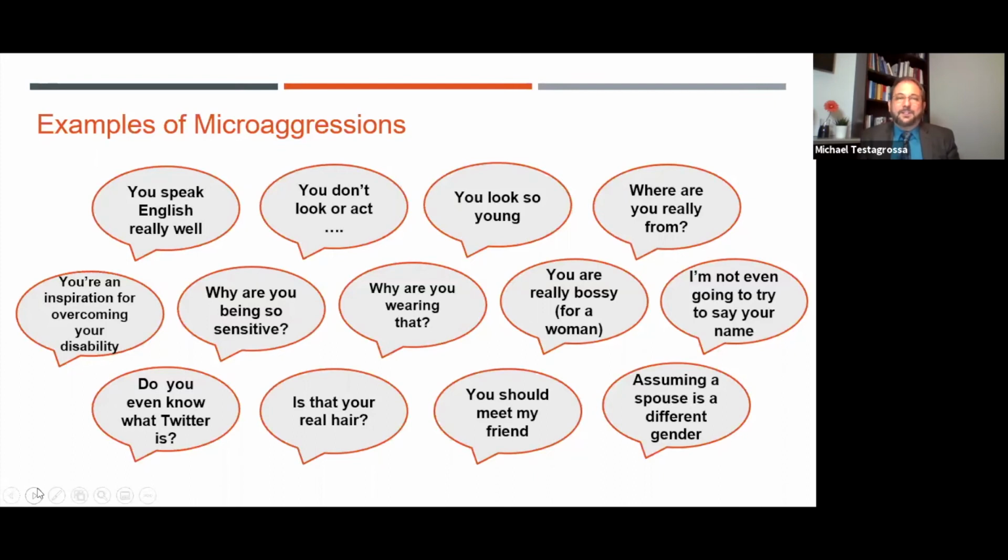Other questions, for instance, are, where are you really from? This could be posed to someone who is representative of a non-European lineage. It implies that the person doesn't fit in or isn't American, despite even having been born in the United States. Also, questioning more intimate elements of a person's appearance can be offensive, such as, is that your real hair? Or asking why are you wearing that to a Muslim or Jewish person wearing something to cover their head.